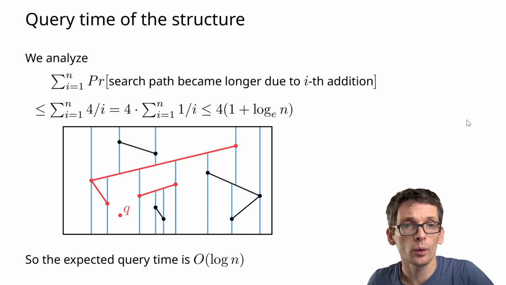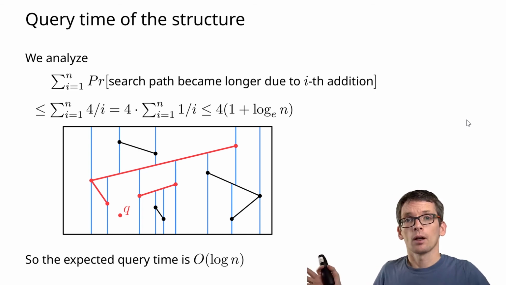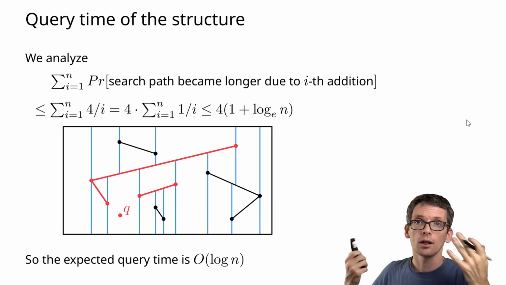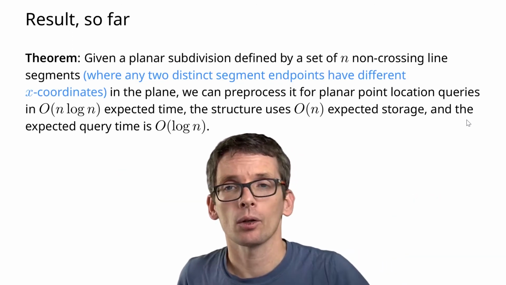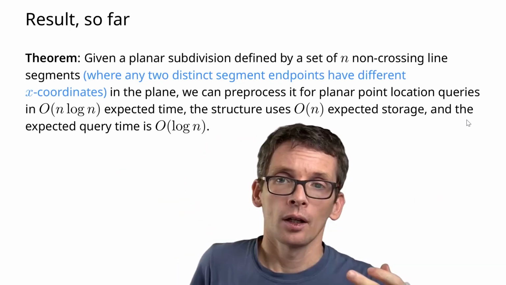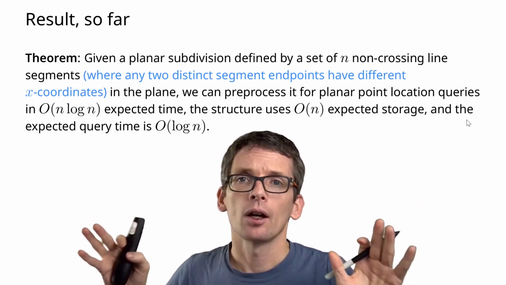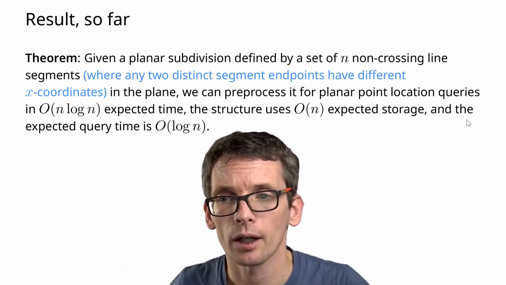So where do we stand now? We have everything that we wanted to get given the assumptions that we made. So given a planar subdivision defined by non-crossing line segments, so that's standard. We were assuming that all x coordinates are different.